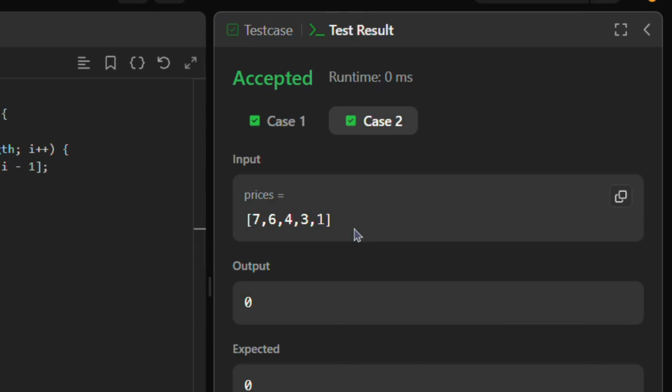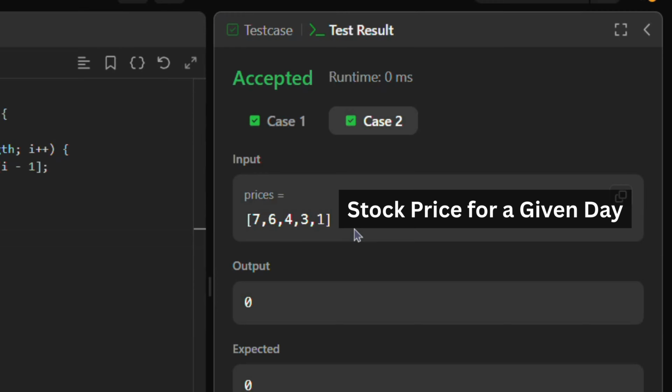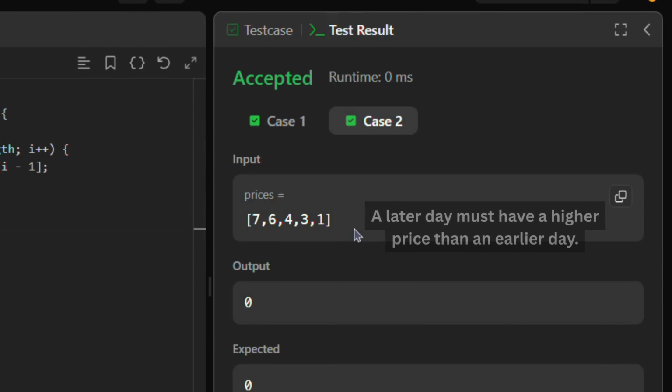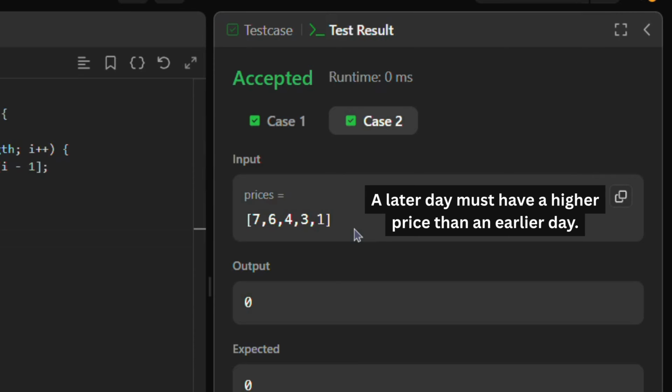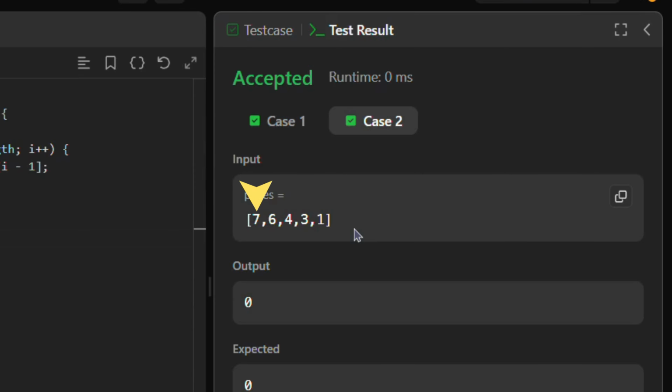Prices equals 7, 6, 4, 3, 1. Each number represents the stock price for a given day. To earn a profit, a later day must have a higher price than an earlier day. Start at 7 as the initial minimum.